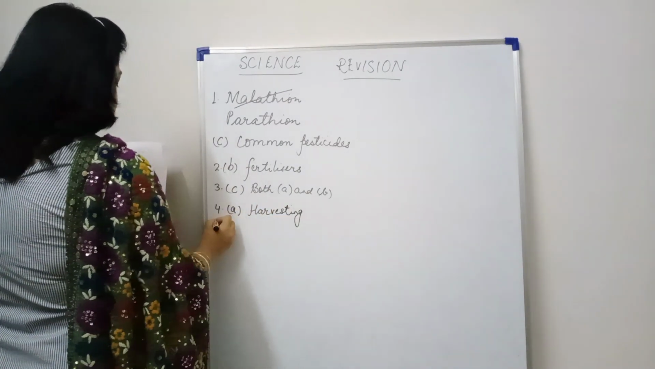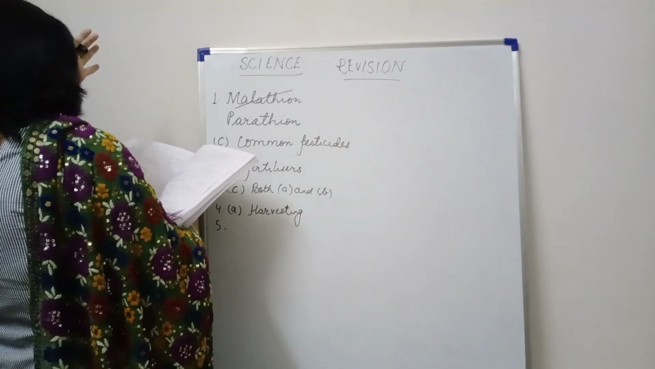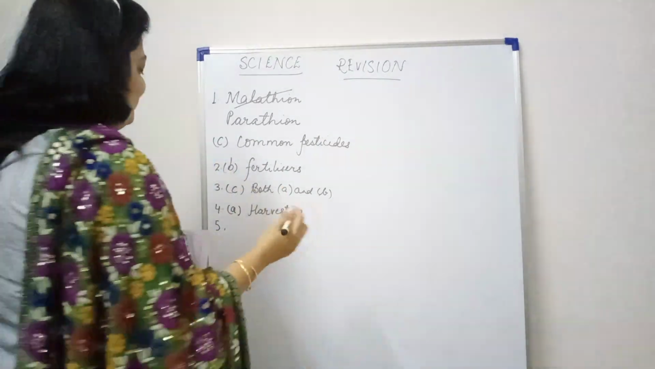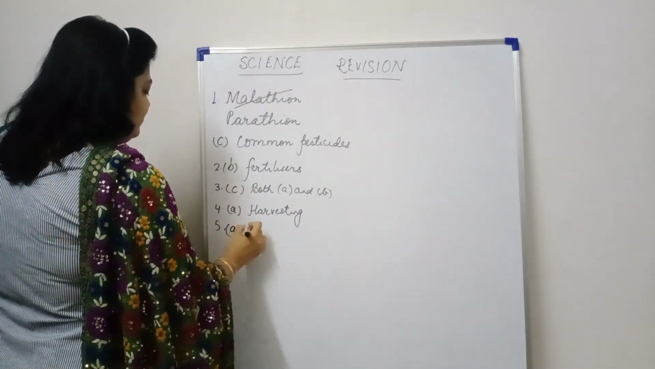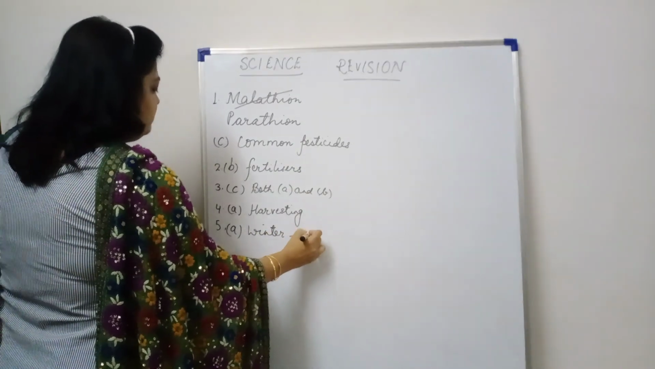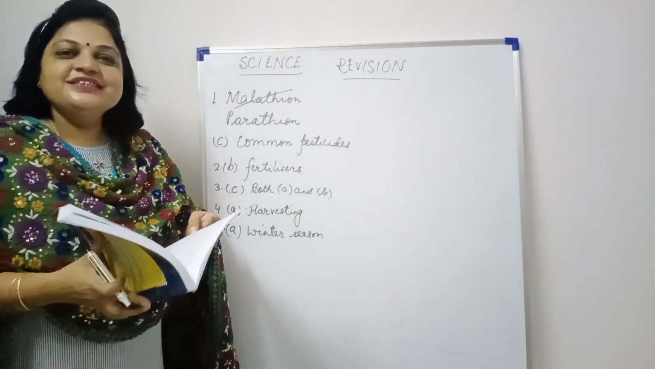Come to next question. 5th one. Rabi crops are the crops sown in. Yes, you all know, these are the crops which are grown in winter season. So the correct answer is A, winter season. Switch over to question number 6.